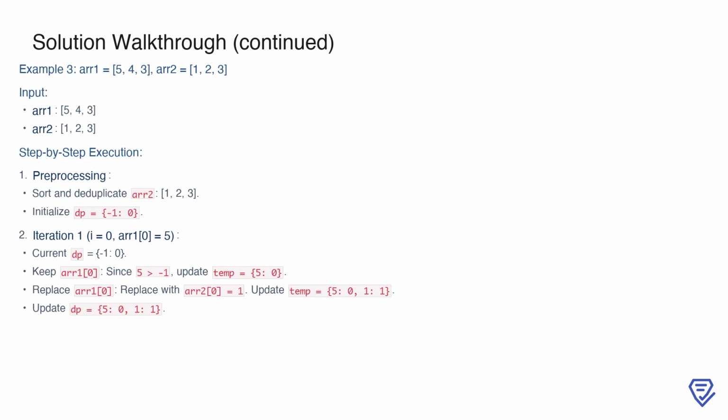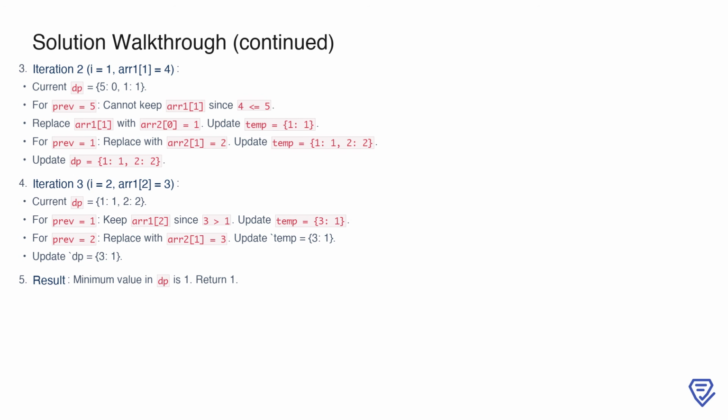Replacing 5 with the smallest value in ARR2 greater than -1, which is ARR2[0], or 1, requires one operation, so temp becomes {5: 0, 1: 1}. After this step, we update DP to {5: 0, 1: 1}. For the second iteration, we consider ARR1[1], which is 4. The current DP is {5: 0, 1: 1}.